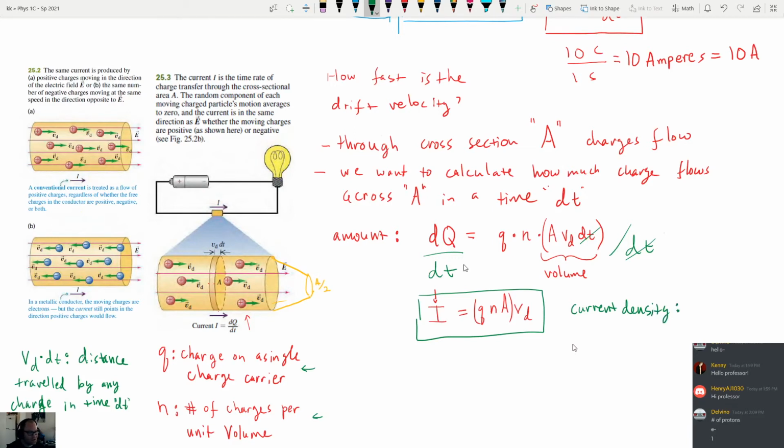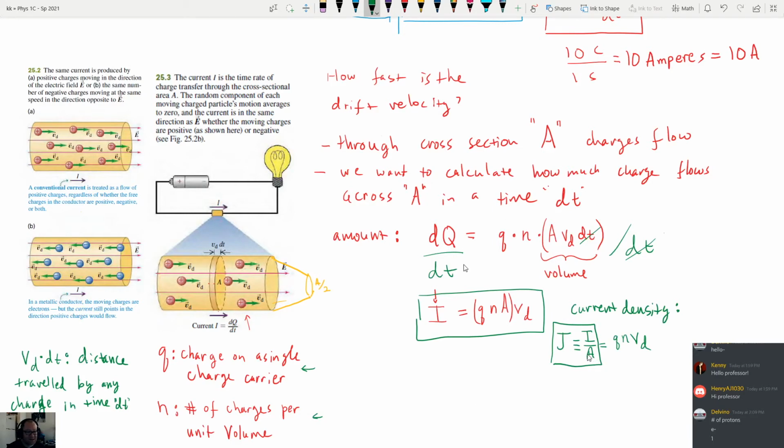Okay. And current density is basically going to be equal to, we use the symbol J for it, and we define it as being equal to the current divided by the area of the wire. And this is going to be equal to, well, you can see right here, it's just equal to Q times N, the number of charges per unit volume, multiplied by the drift velocity. So that is what we call current density. It is the current per unit area.